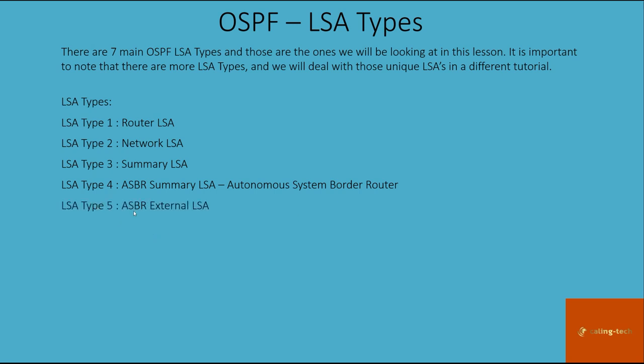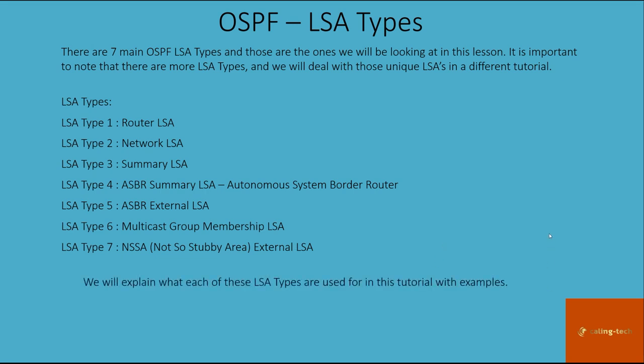We've got type 5, which is an Autonomous System Border Router ASBR external LSA. We've got type 6, which is a multicast LSA designed for group membership. And we've got type 7, which is a not so stubby area, so it's called an NSSA external LSA. We're actually going to explain what each of these LSA types are used for in this tutorial with examples. So let's get on with the presentation.